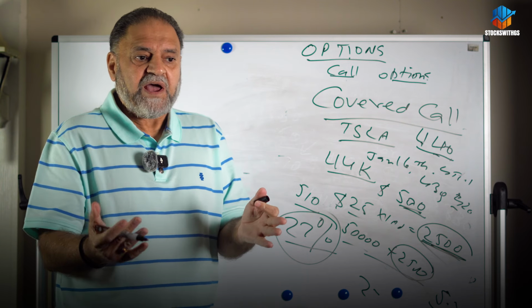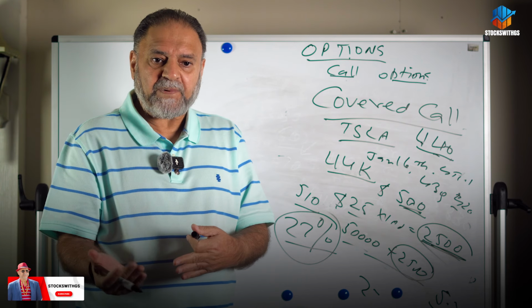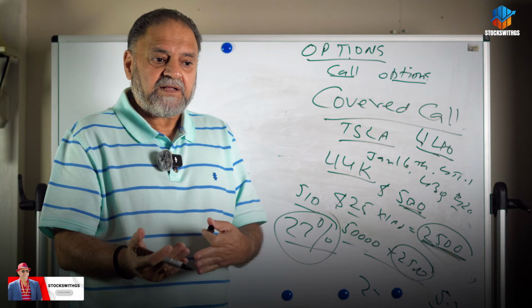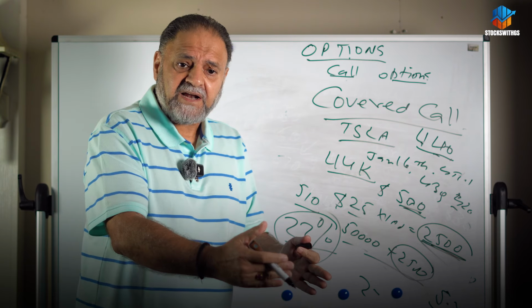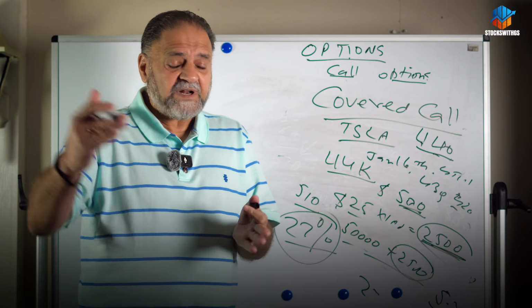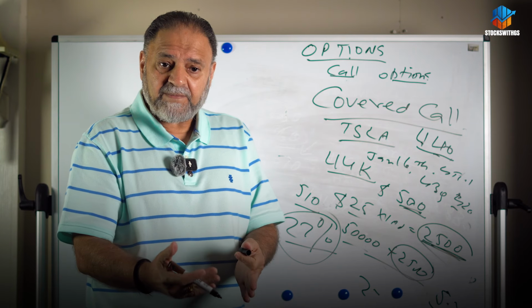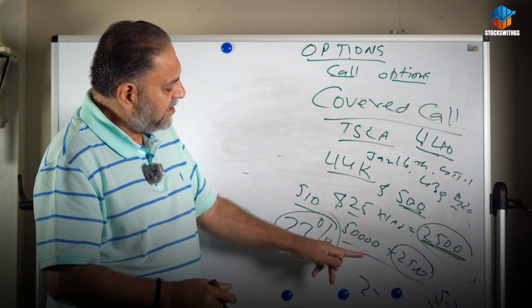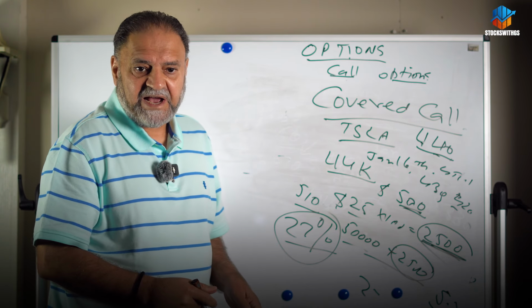It's like you have a property and you wait for the capital appreciation of the property and you don't get any rent if you don't have a tenant in there. If you put a tenant in there, you get the capital appreciation plus you get a rent every month. So the rent from the property every month is the same as getting call option premium. Hope you get my point, guys.